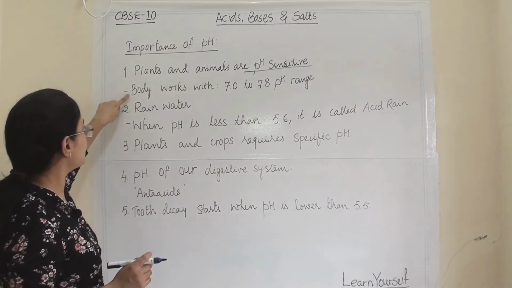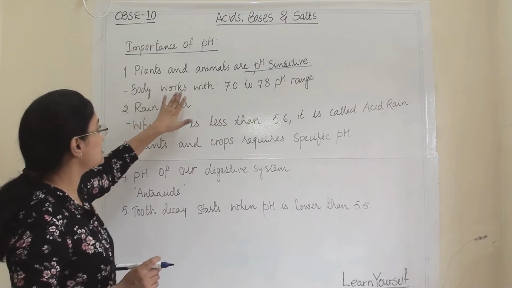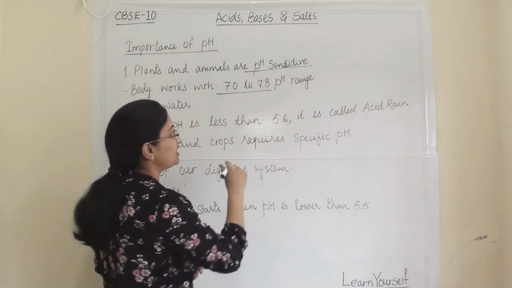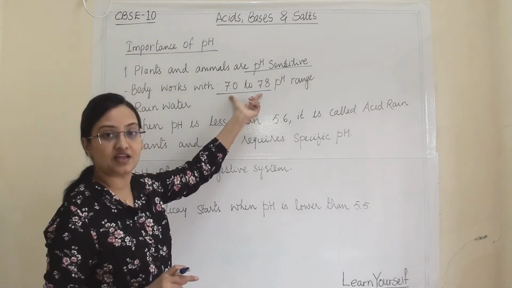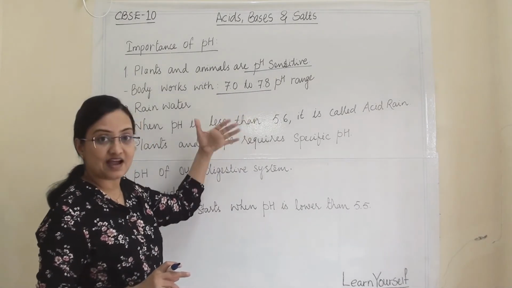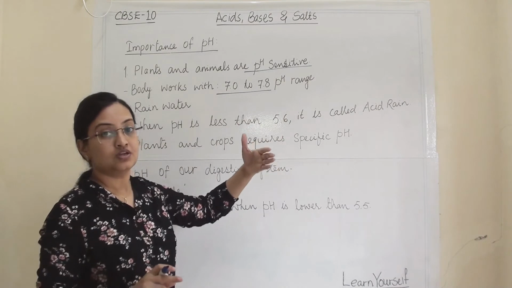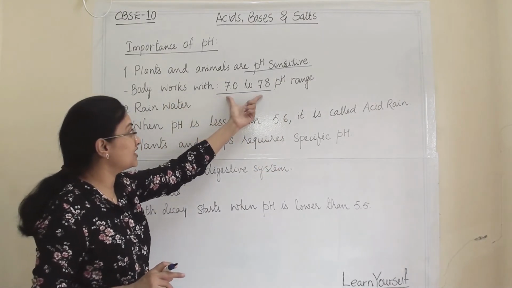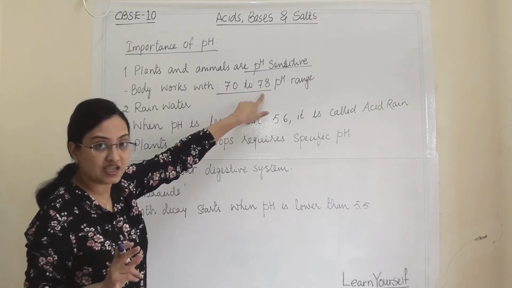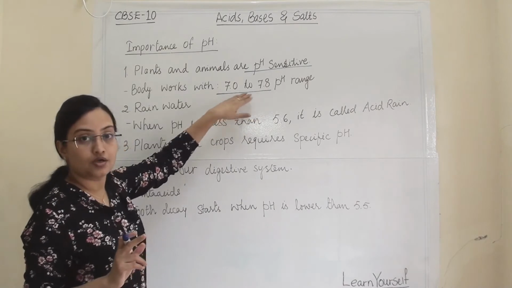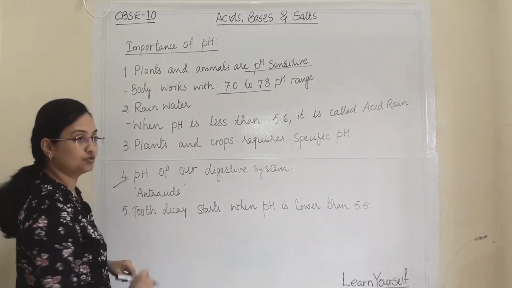Then the sub point is the body, this is about the human body. The human body works with a 7 to 7.8 pH range. We are also pH sensitive, and this is our range of pH. If it is less than that, it will create a problem, and more than this will also create a problem. So the human body is also working in a certain pH range. What is that pH range? From 7 to 7.8. So it is important to maintain this pH range. We will discuss this further in the fourth point.